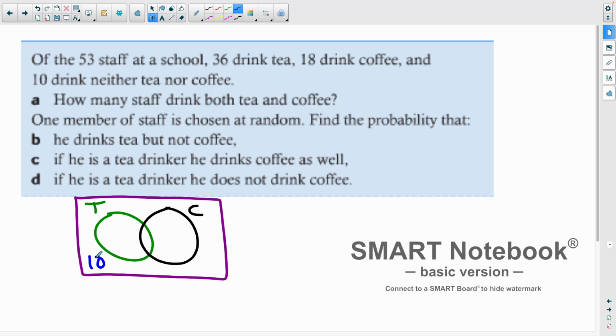Okay, all right. Now, the next question asks is how many drink both tea and coffee? So the people that I surveyed, how many drink both tea and coffee? We did a little formula for that on Tuesday. So I'm going to use that formula. So that formula that we used on Tuesday was the probability of A or B is equal to the probability of A plus the probability of B minus the probability of A and B.